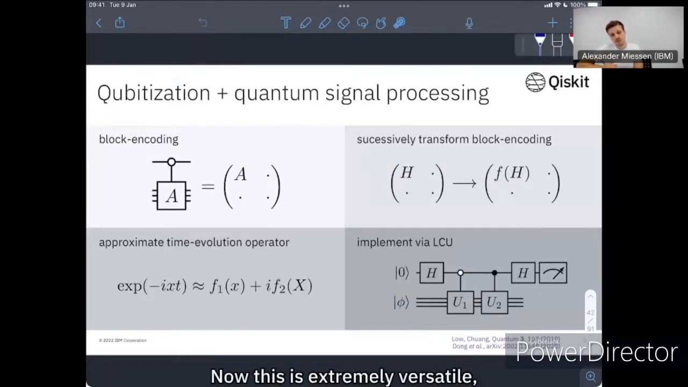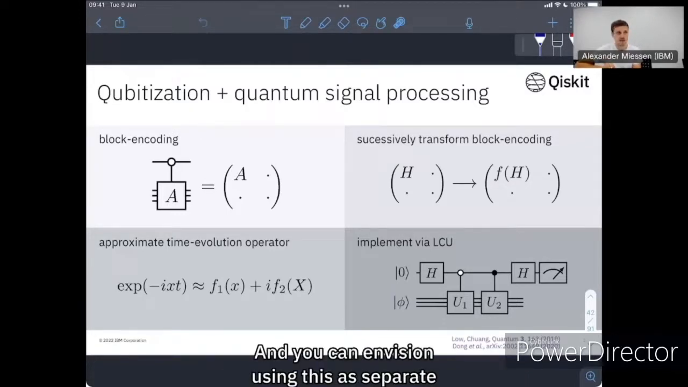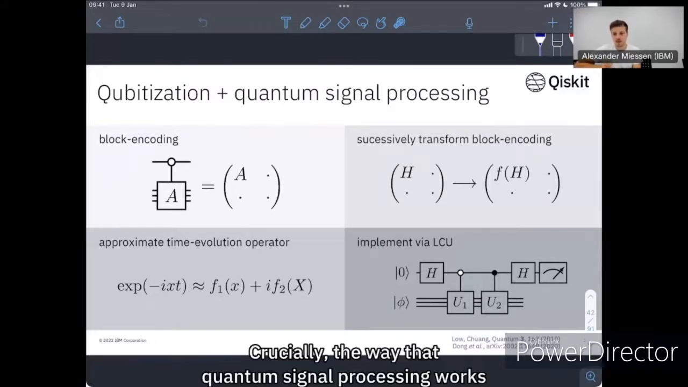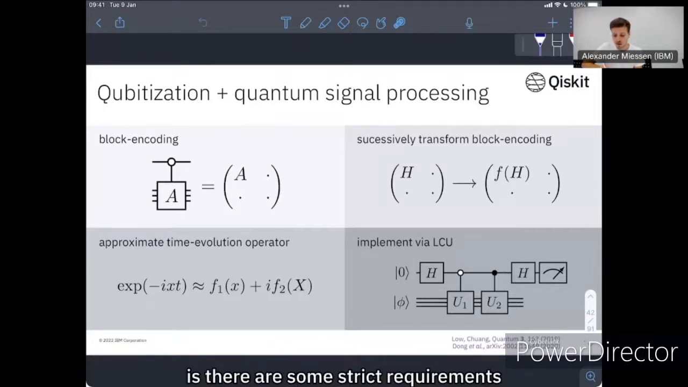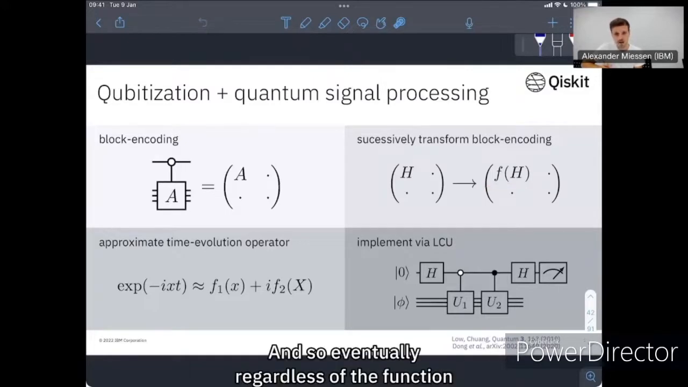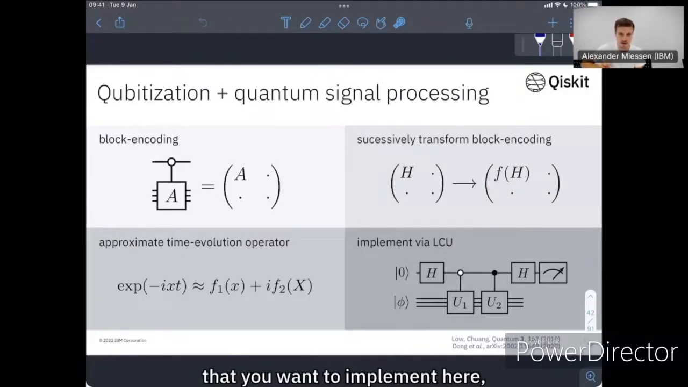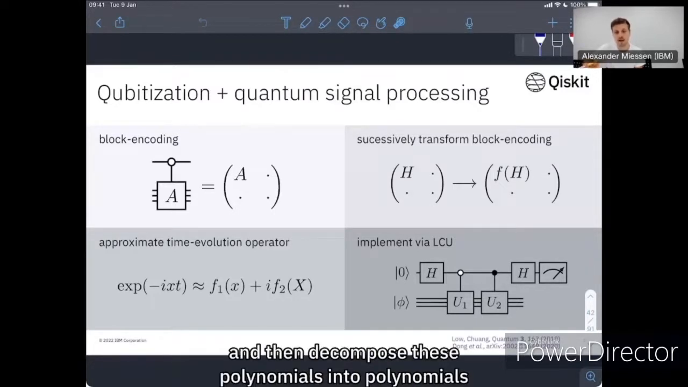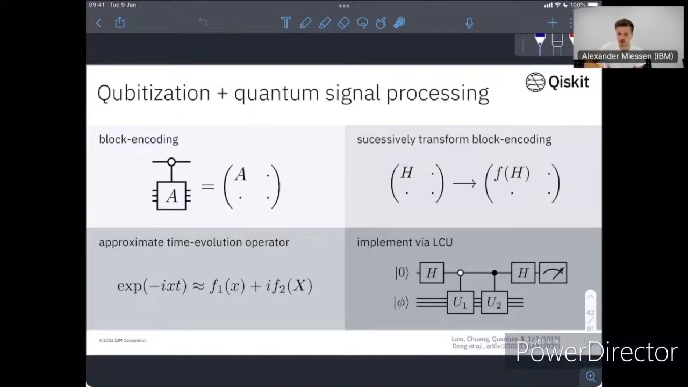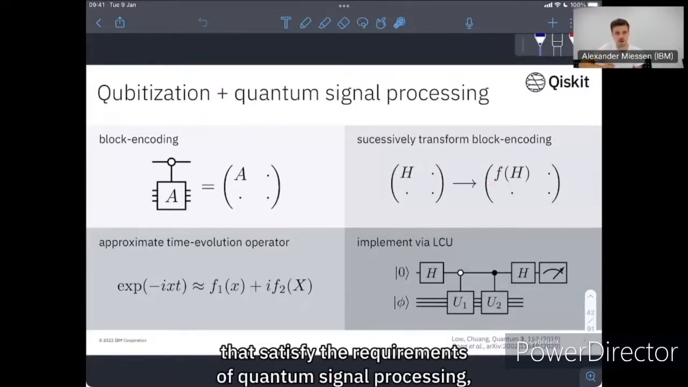Now, this is extremely versatile and is generally just a transformation into a polynomial of some operator, okay? And you can envision using this as a subroutine in many different algorithms. Crucially, the way that quantum signal processing works is there are some strict requirements on the form of these polynomials. And so eventually, regardless of the function that you want to implement here, you always first have to expand it as a series of polynomials and then decompose these polynomials into polynomials that satisfy the requirements of quantum signal processing, okay?